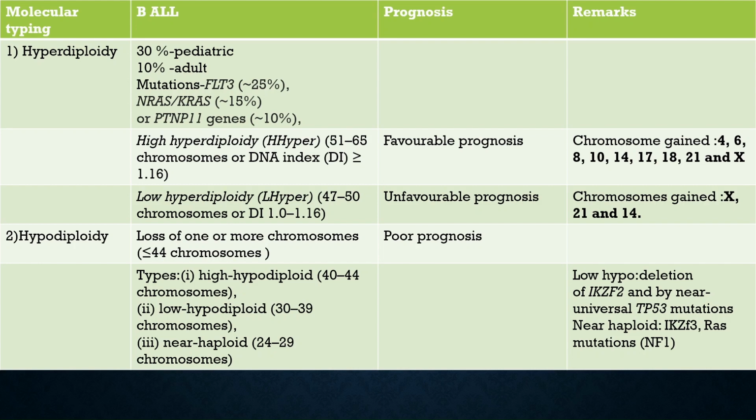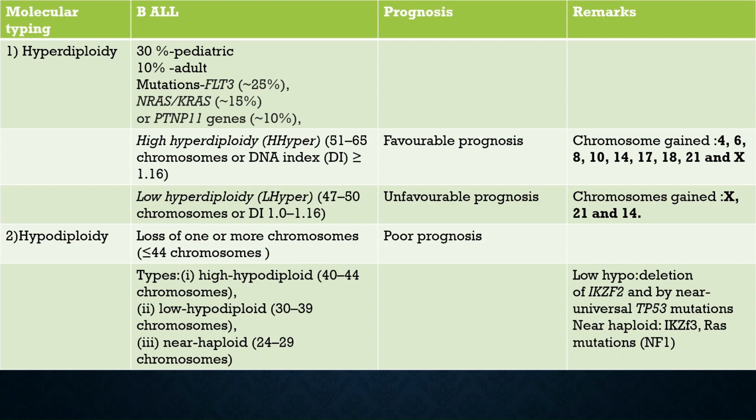The chromosomes gained in high hyperdiploidy are 4, 6, 8, 10, 14, 17, 18, 21 and X. The high hyperdiploidy has a favorable prognosis. The chromosomes gained in low hyperdiploidy are X, 21, 14. It has an unfavorable prognosis. The second is hypodiploidy.